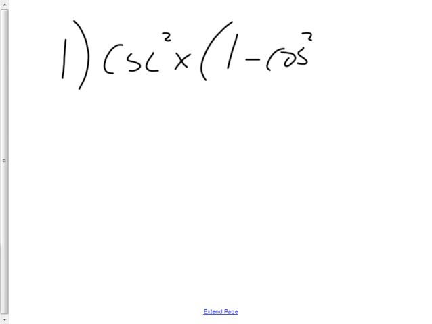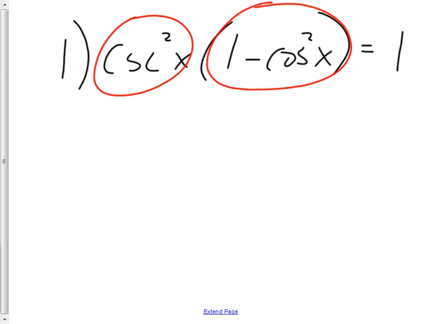All right, number 1, cosecant squared x times 1 minus cosine squared x has to equal 1. Remember that your steps are important and that the final statement must be 1 equals 1. So I've got to get the left side to be 1. If I know I've got to get this thing to be 1, I should be thinking, I really would like to turn them into reciprocals. This times its reciprocal would equal 1, right? So I really just need this circle right here to turn into what? Sine.